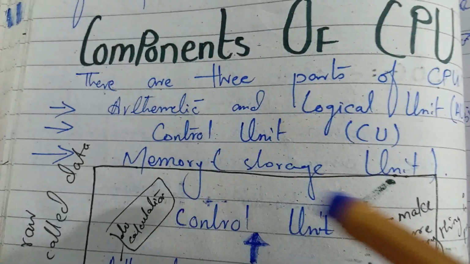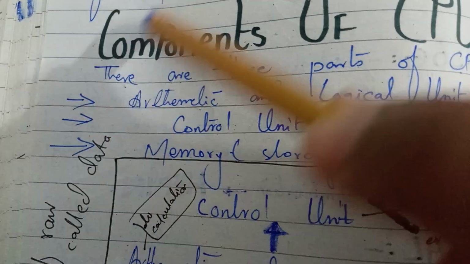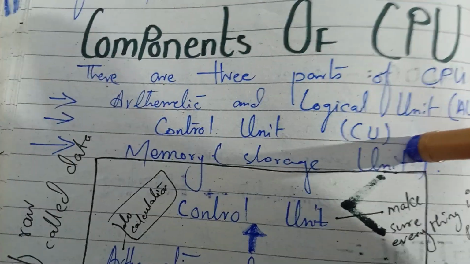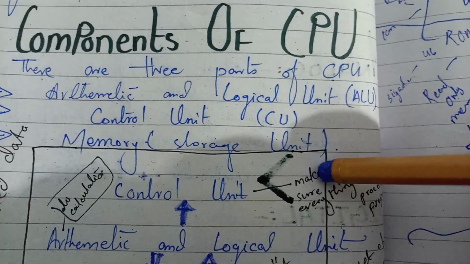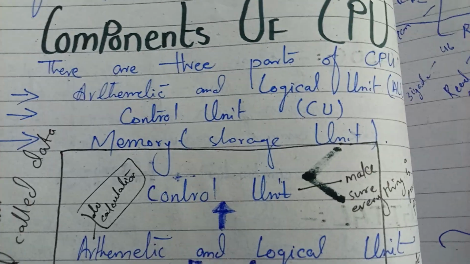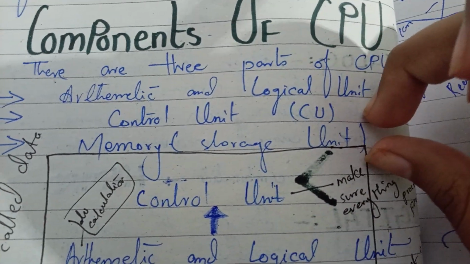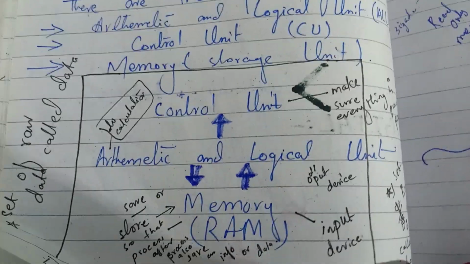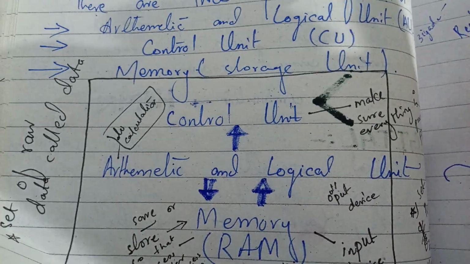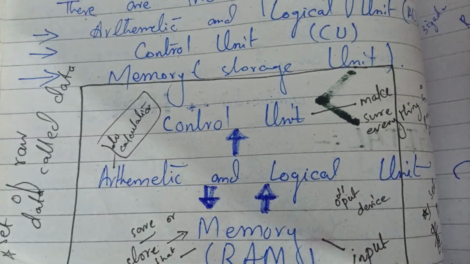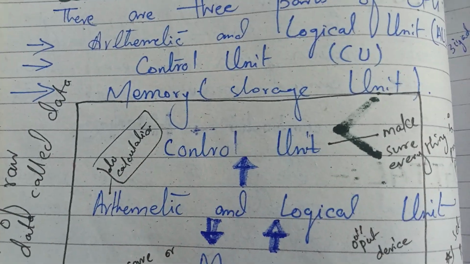Number two is the control unit, CU. It controls all the processing in the CPU. Number three is the memory, or storage unit. If you want a detailed video on the memory topic, comment below and I will provide it for you. Now let's talk about how these components of the CPU work together to produce output.